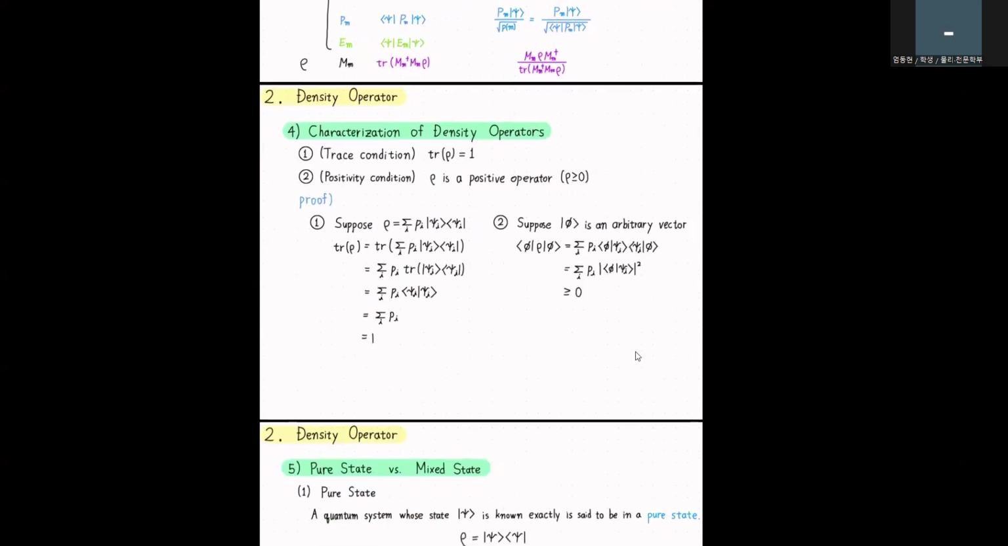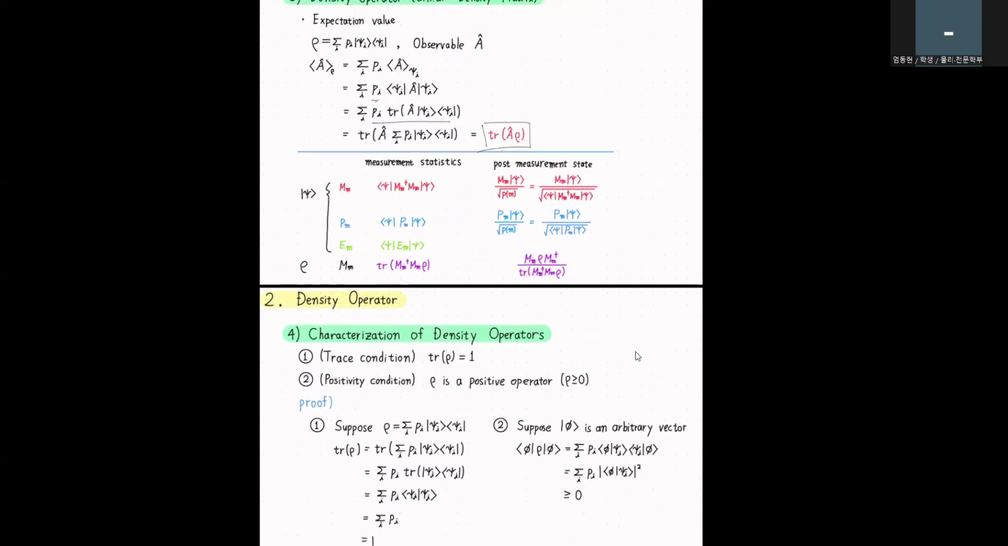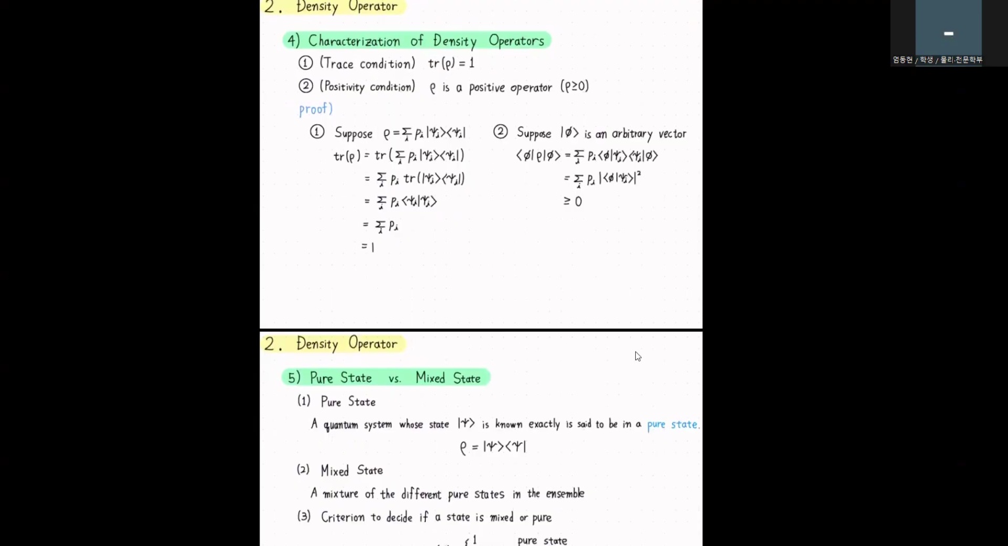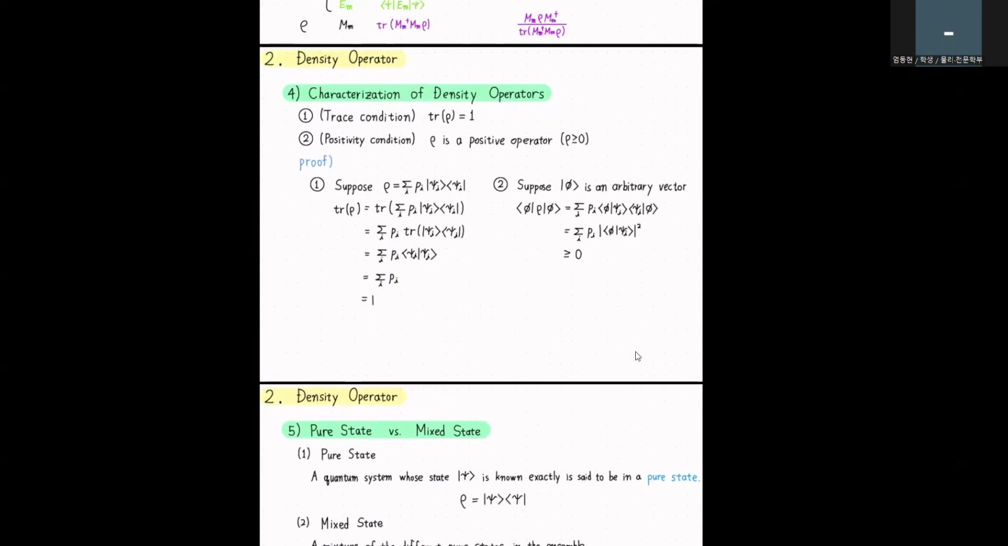And such density operators also satisfy a few useful properties which can be manipulated in certain proofs. The first is the trace condition, which states that the trace of rho is always equal to one. And this comes from the normalization condition of the probabilities, that the sum over the different states they can be in needs to be equal to one. And so we can prove this by writing the definition of rho, taking the trace of both sides, taking the trace inside because of the linear property, and noticing that this is an orthonormal state, and so we get one.